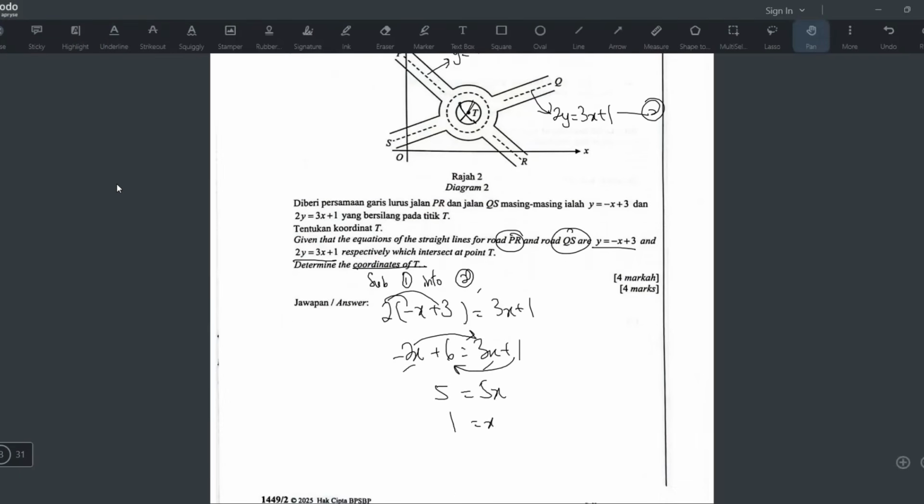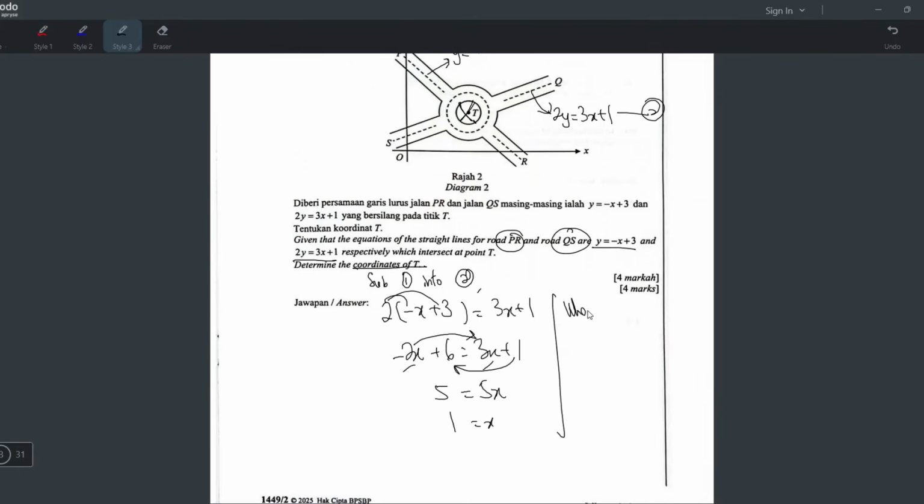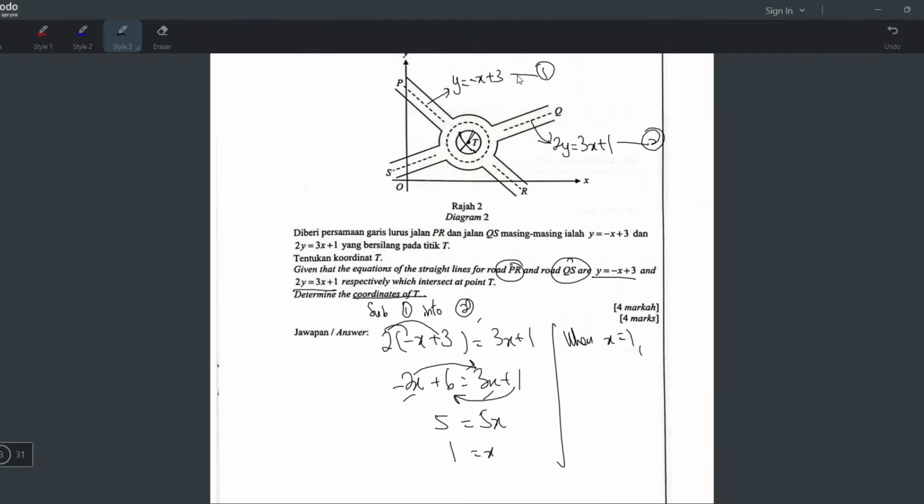But we are trying to find point T. Cari koordinat. Koordinat mesti ada x, y kan? So macam mana nak cari y? So ambil x sama dengan 1, ganti balik dalam equation yang atas. Okay, so I'll ganti into equation 1. So y sama dengan negative x tambah 3, x sama dengan 1. So y sama dengan negative 1 plus 3 is 2. So there you have it. That's the coordinate of point T.